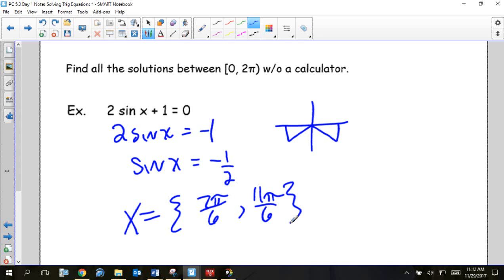So this is the same stuff we've been doing. You just have to solve the equation first and then figure out what angle it is. So it'd be really handy if we have this stuff memorized.